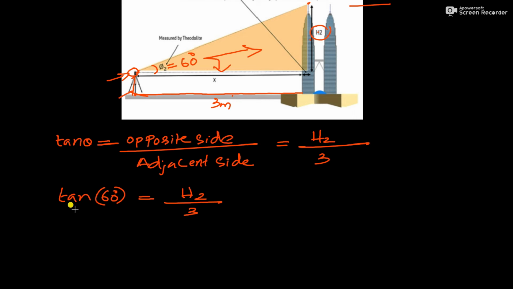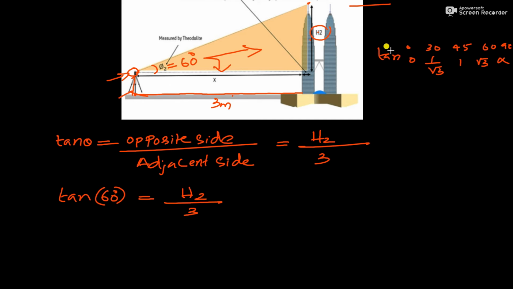Let me tell you something. What is tan 60 degree? We will learn what is tan 0 degree, tan 30 degree, 45 degree, 60 degree, and 90 degree. These are all things we learn, right? Tan 0 is 0. Tan 30 is 1 by root 3. Tan 45 is 1. And tan 60 is root 3. And tan 90 is not defined. This is what we learned.